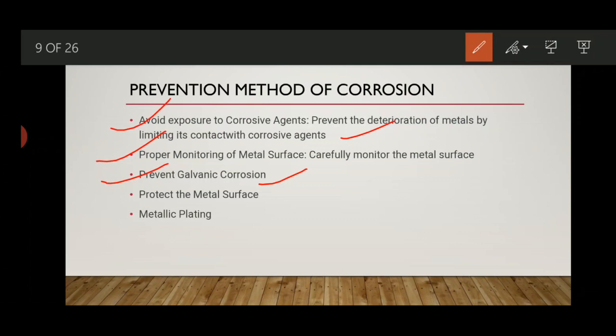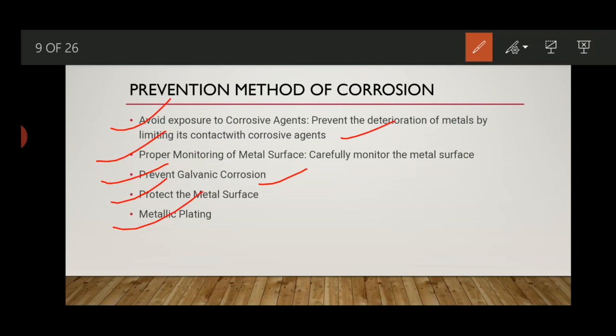Okay. Now the next method is to protect the metal surface, which we already discussed: oiling, painting and greasing. Metallic plating: we have to cover the metal with a metallic plating by coating it with another metal. See, some metals are very less reactive in nature. So in order to protect our metal, we have to plate some other metal over the surface of the present metal. Likewise, there are many other methods by which we can prevent our metals from corrosion.